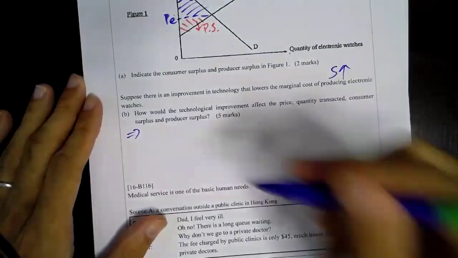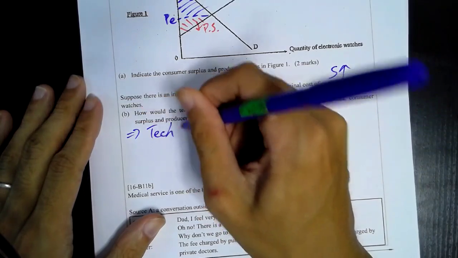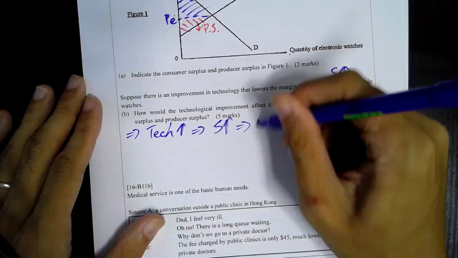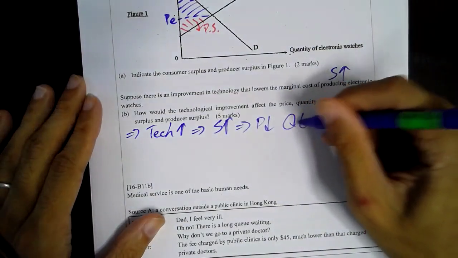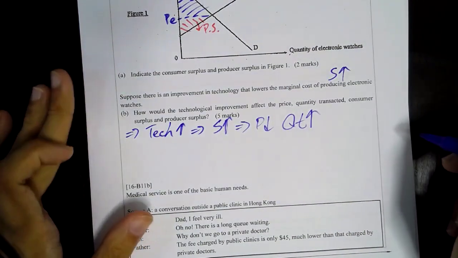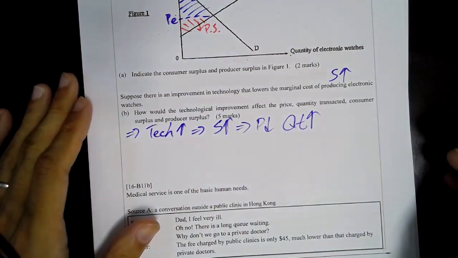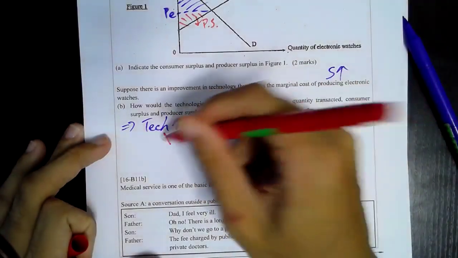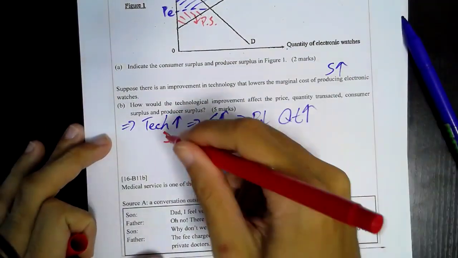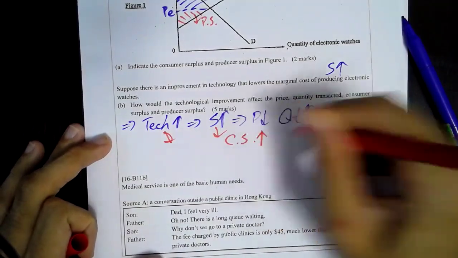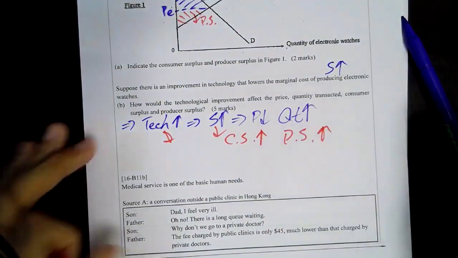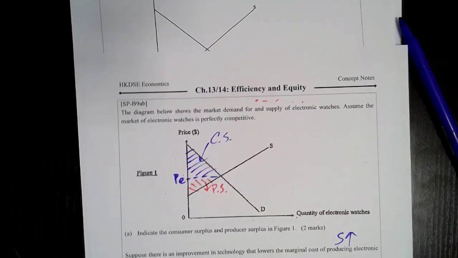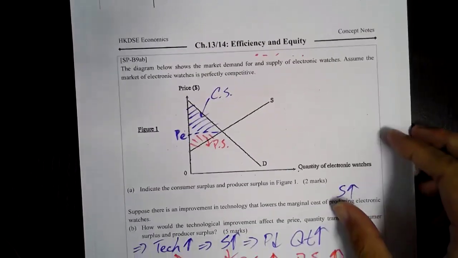We need to answer with the technology increase. We know that supply would increase. Therefore, price decreases, QT increases. Consumer surplus, producer surplus. Do you remember how it would change? Remember, with an increase in supply, consumer surplus increases, producer surplus also increases. 就係咁嘅啫，都啱咁簡單嘅計啦。Sample paper 啫嘛，OK? Only sample paper, not yet so difficult.